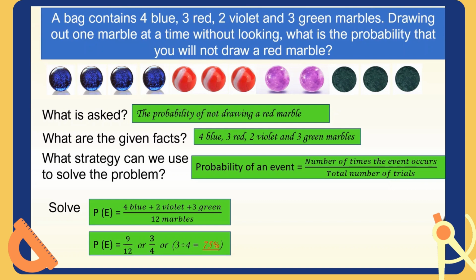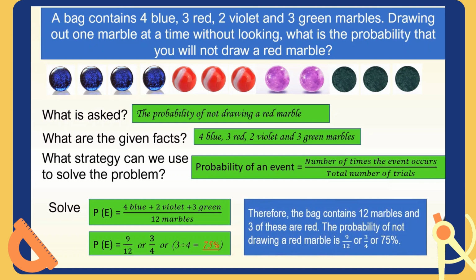I-simplify natin or reduce natin into lowest term by using the GCF as 3. So, 9 divided by 3 is equal to 3. Then, 12 divided by 3 is equal to 4. So, that is 3/4. Then, pag dinivide natin yung 3 divided by 4, that is 75%.